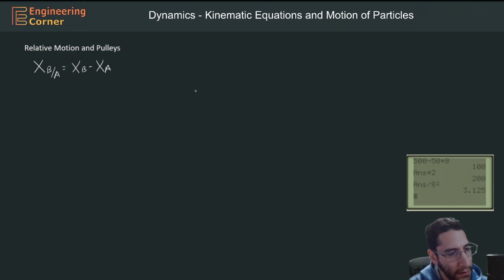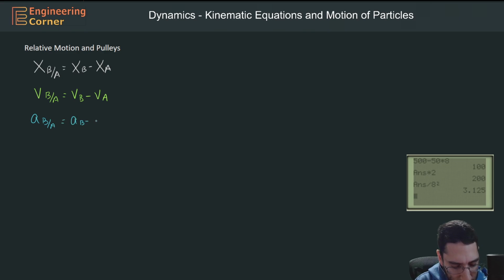I find it easier to understand in terms of velocities. So if I differentiate this equation, I get my velocity of B with respect to A is equal to my velocity of B minus my velocity of A. I can do the same with acceleration. I can say that my acceleration of B with respect to A is equal to the acceleration of B minus the acceleration of A. Again, I find it most intuitive to work with velocities because you can think of it in terms of cars and driving on a highway. So let's look at the velocity, but understand that it works for the position and the acceleration.